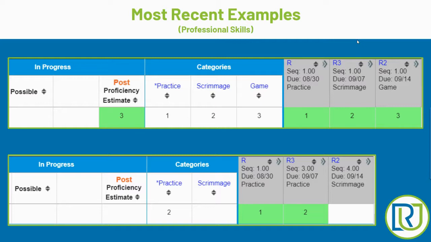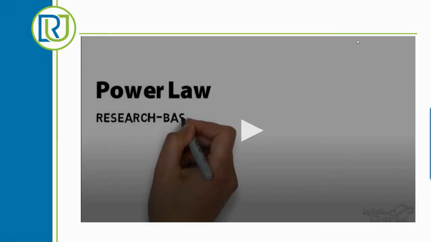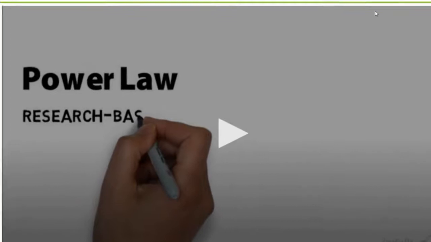Whereas in the bottom image, this teacher was using the practice category and does not get an in-progress grade. That's because the practice category is weighted at 0. So please put all your professional skill assignments in under the game category. Next, we're going to watch this video as it will highlight some of the key components and key aspects of the power law calculation.